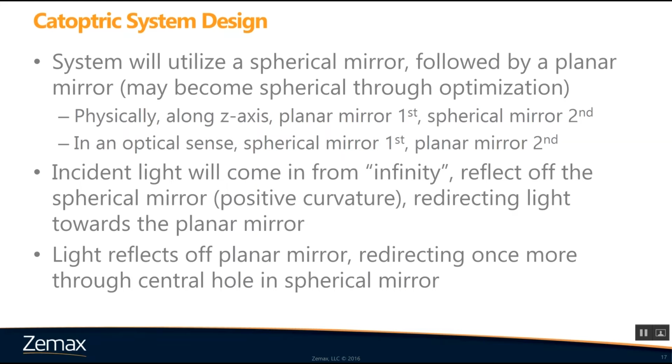But in an optical sense, we're going to say that incident light is going to come on to that spherical mirror, be redirected towards the planar mirror, which will finally redirect the light into a central hole in that spherical mirror, which will be where the dioptric system takes over.